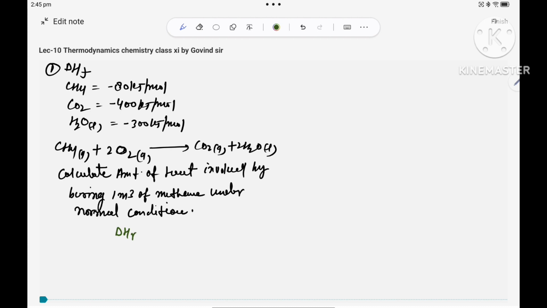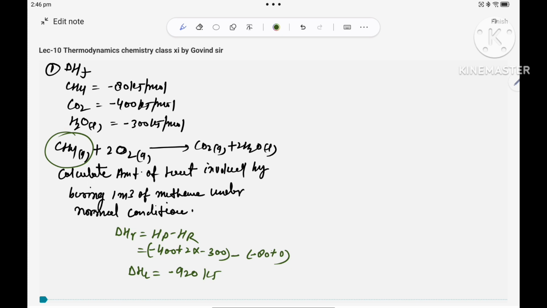For this, enthalpy of reaction is equal to Hp minus Hr, product minus reactant. So here the product is what? CO2: minus 400 plus 2 into minus 300, minus minus 80 plus 0. So here the enthalpy of combustion will be minus 920 kilojoule, because here you are using only 1 mole, so that enthalpy of reaction will be the enthalpy of combustion. That's it, but it is not the solution.